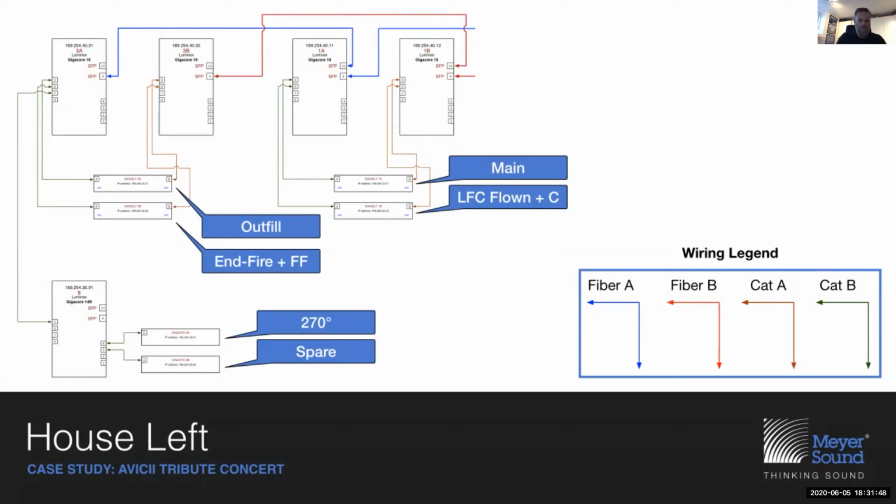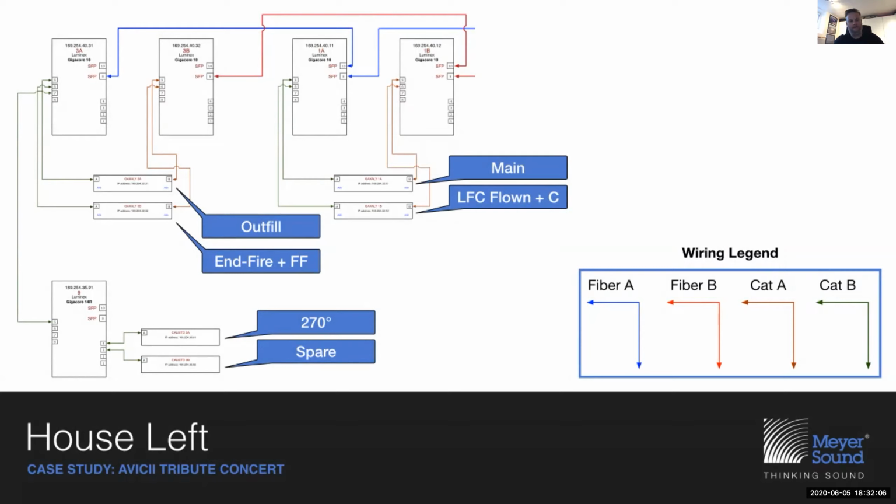So two switches in each rack and connected by fiber. And you see two galaxies in each distro rack connected to the switches with Cat5. So you had a galaxy with main, galaxy with LOC flown plus the sender. You had outfill, infill, frontfill.